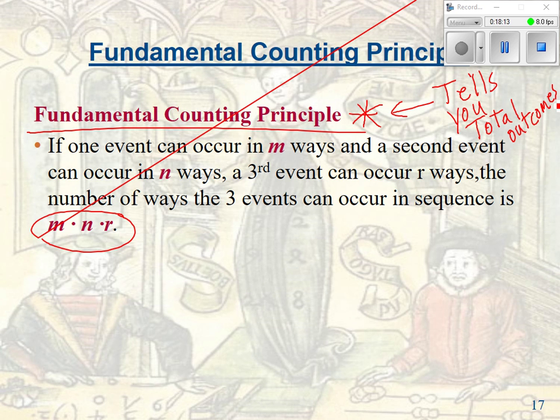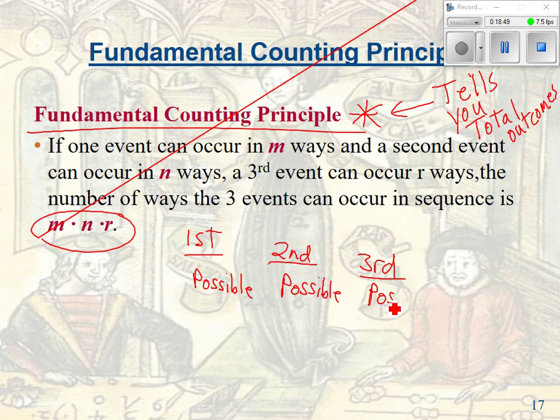What you're going to do with it: you're going to take whatever your first thing is that you're doing, maybe you're rolling a die, maybe you're flipping a coin, maybe whatever you're doing. You're going to take how many possible outcomes are in it. Your second thing, how many possible outcomes. Third thing, how many possible outcomes there are in it.